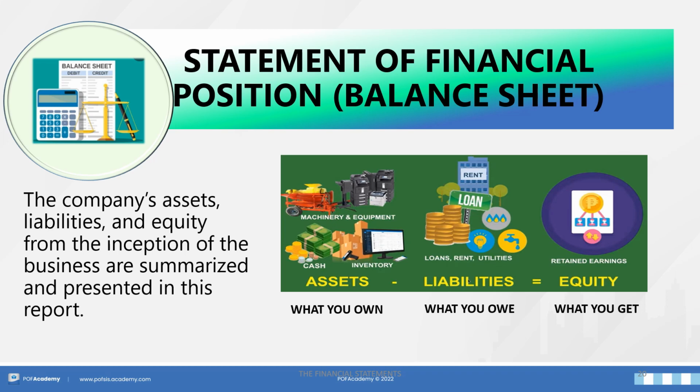What about liabilities? This is what a company owes to its lenders or creditors, such as loans, rent, and utilities. And equity, also known as retained earnings and capital, is what we get after deducting the liabilities from the assets. It tells us about ownership.